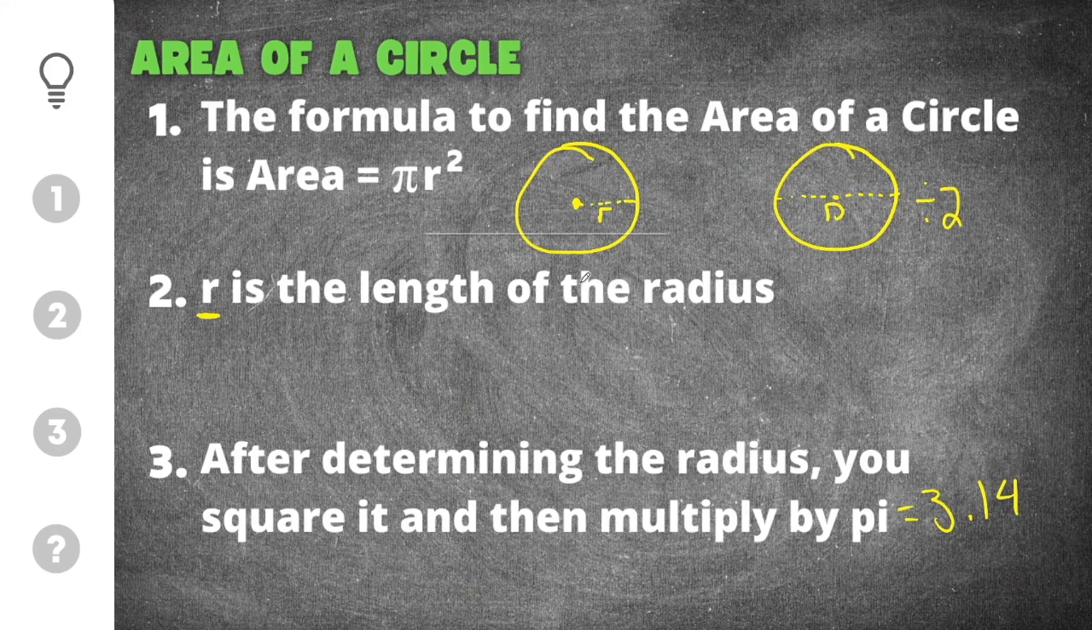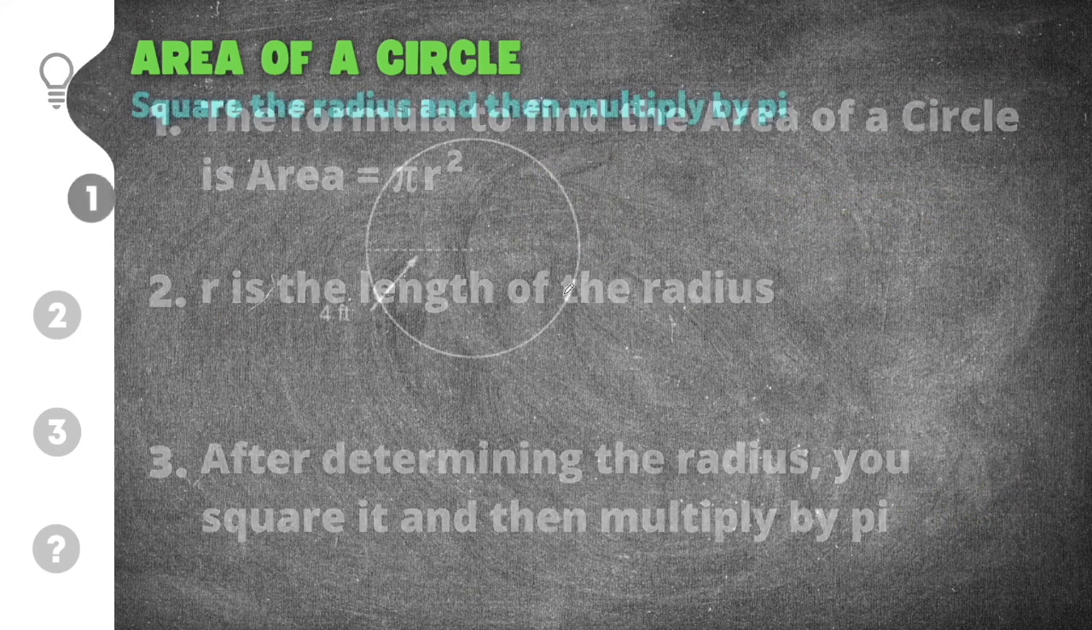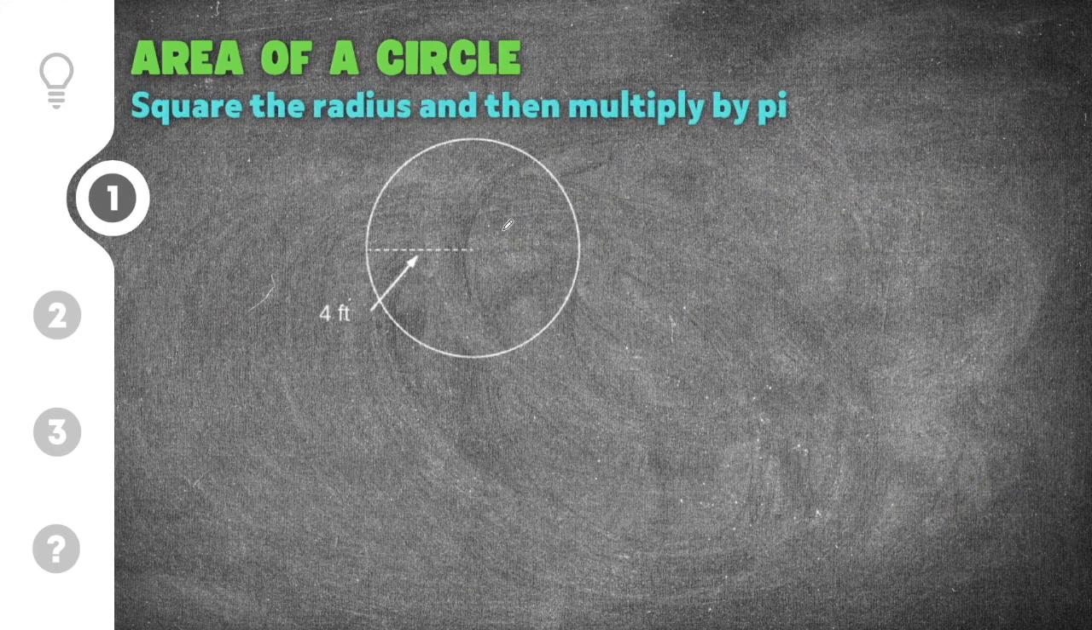Alright, let's go ahead and jump down to our first practice problem. This problem gives us a circle, and we have a dotted line coming from the center of the circle out to the edge, and it's labeled 4 feet. Now because it's from the center to the edge, this is going to be the radius. This is going to be r in our case. R is 4. Now we know the area of a circle is equal to pi times the radius squared.